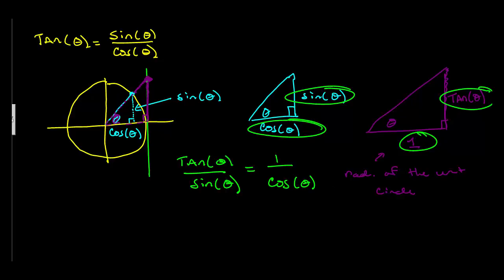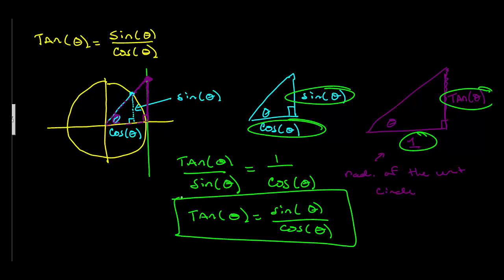Now if we multiply both sides by sine, no, I should note this. If sine is 0, then I would have an issue with this, right? Because this thing wouldn't have any height value, but neither would tangent. Okay, so if I multiply both sides by sine, I'm going to have tangent of theta is equal to the sine over the cosine.